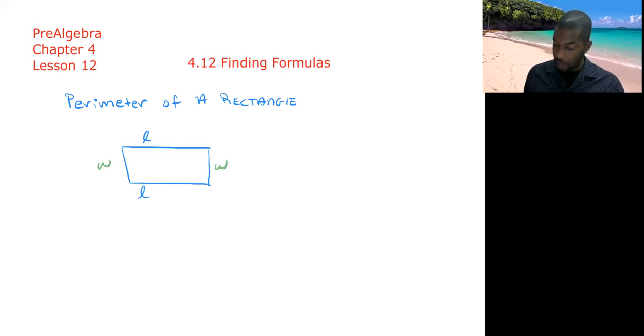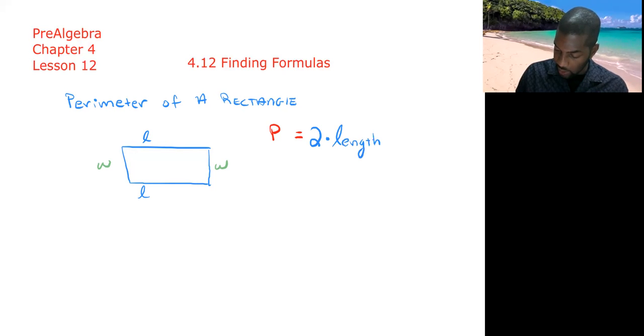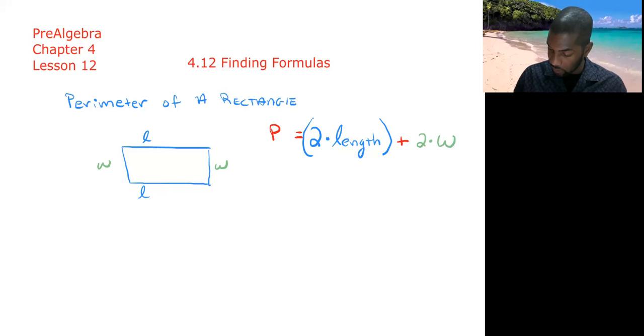okay? And the equation for perimeter is perimeter, or P, is equal to 2 multiplied by whatever the one length is, and that's in parentheses, plus 2 times whatever the width is, or W, right? So we need to write that down.